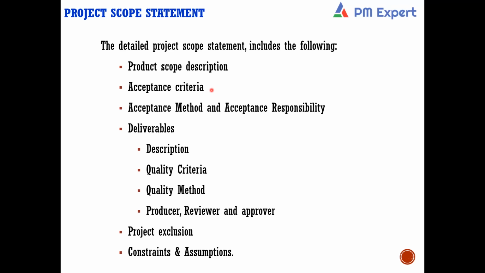And it's a very important element in a scope statement. A scope statement must contain the acceptance criteria. Is that fine? Now, apart from this, you can also put acceptance method and acceptance responsibility, though acceptance method and acceptance responsibility can be part of the scope management plan also, which is the process for managing the scope. But you can put it here also, in the scope statement, on what will be the method of acceptance and who will be given the responsibility for accepting the product. So you can have it here, or you can have it in the scope management plan.